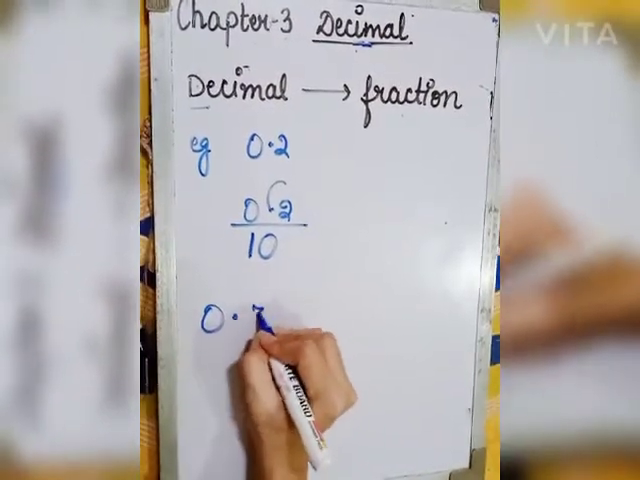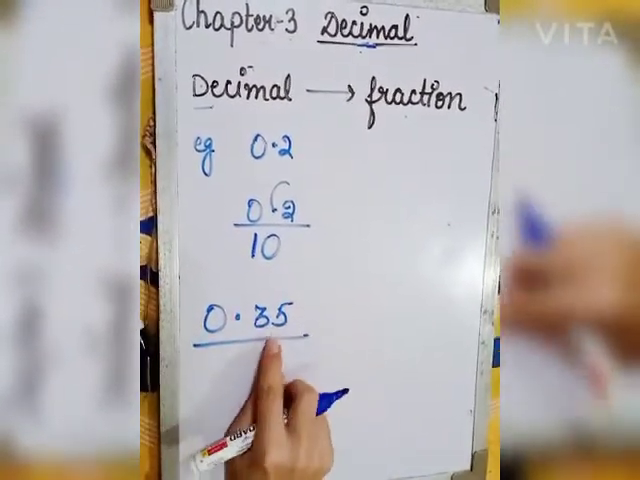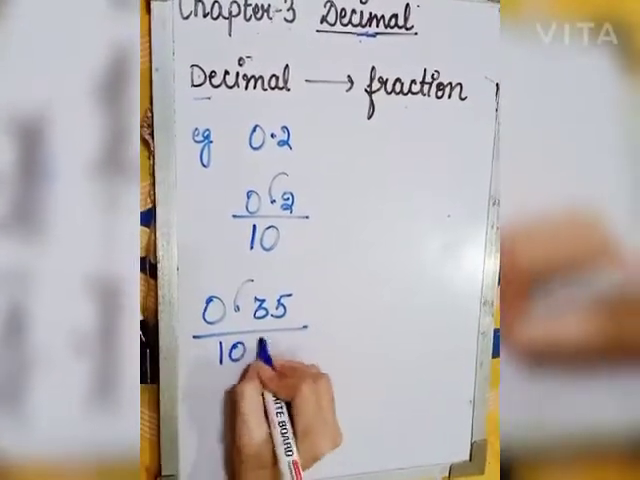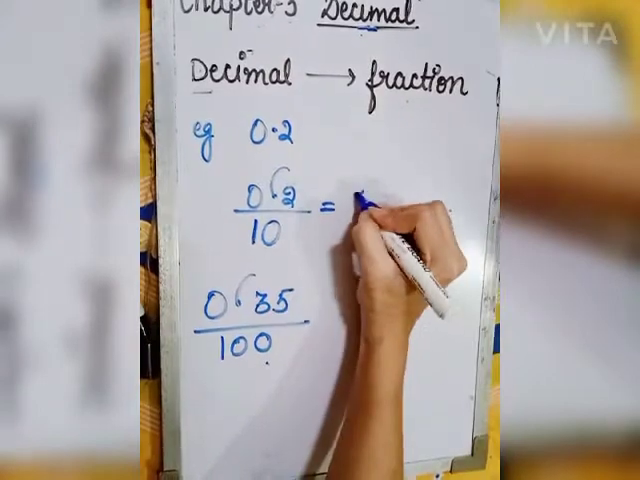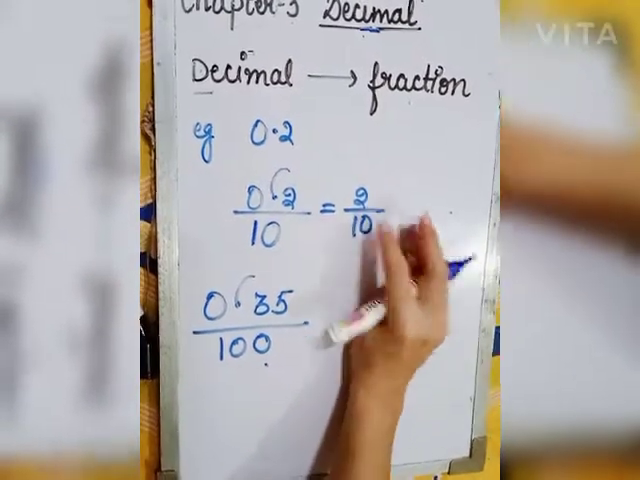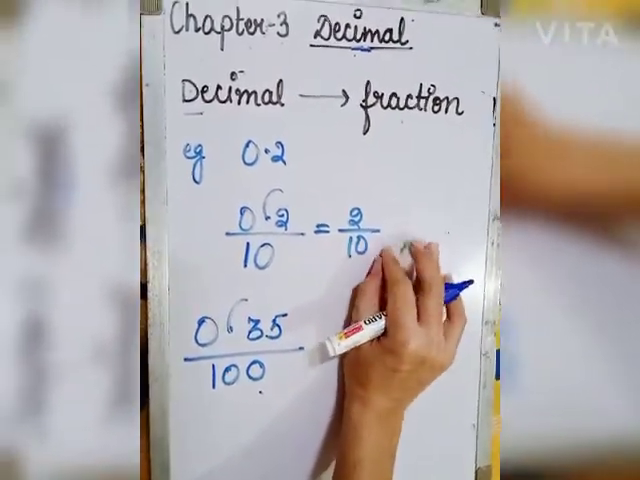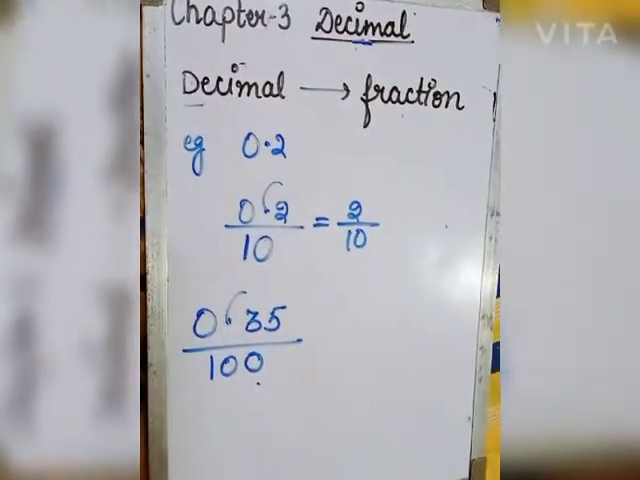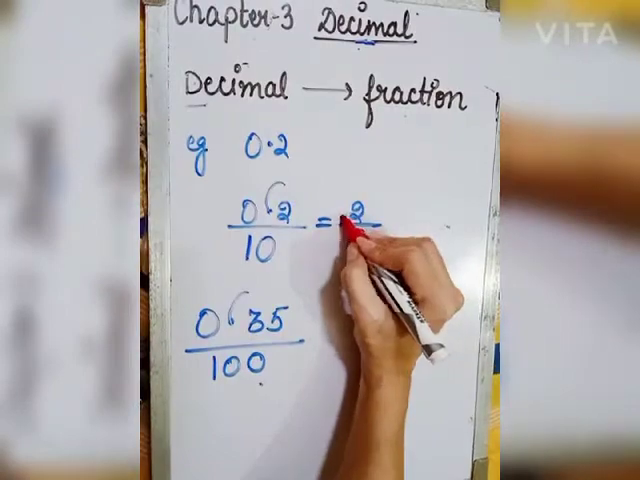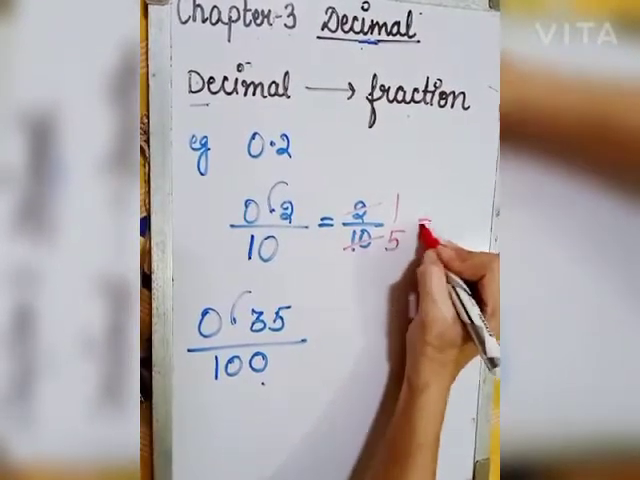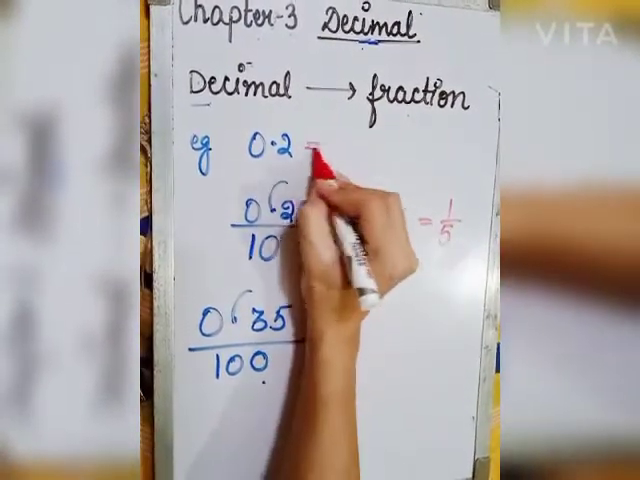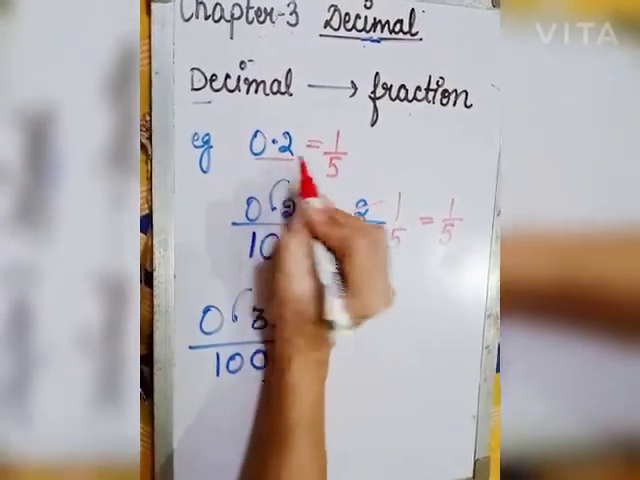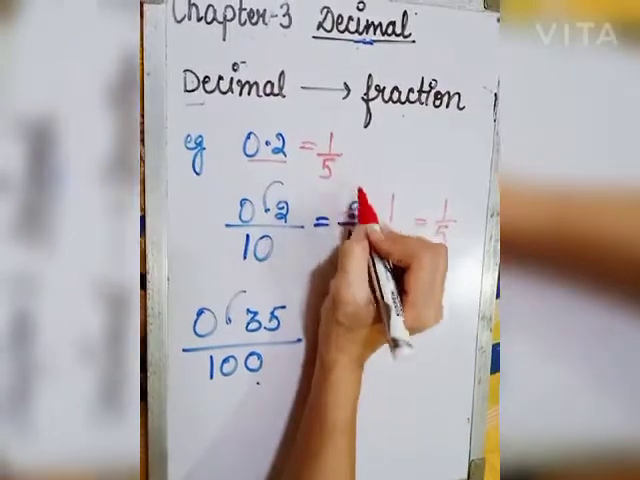In this question, decimal places कितनी है? 2. So after removing the decimal, we will put 2 zeros. Now see here, this is 2 upon 10. We will always leave the fraction in the simplest form. इसे reducible form में नहीं छोड़ेंगे, simplest form में रखेंगे. 2 1s are 2, 2 5s are 10. Now this is the answer. After converting 0.2 into the fraction, it is 1 upon 5.